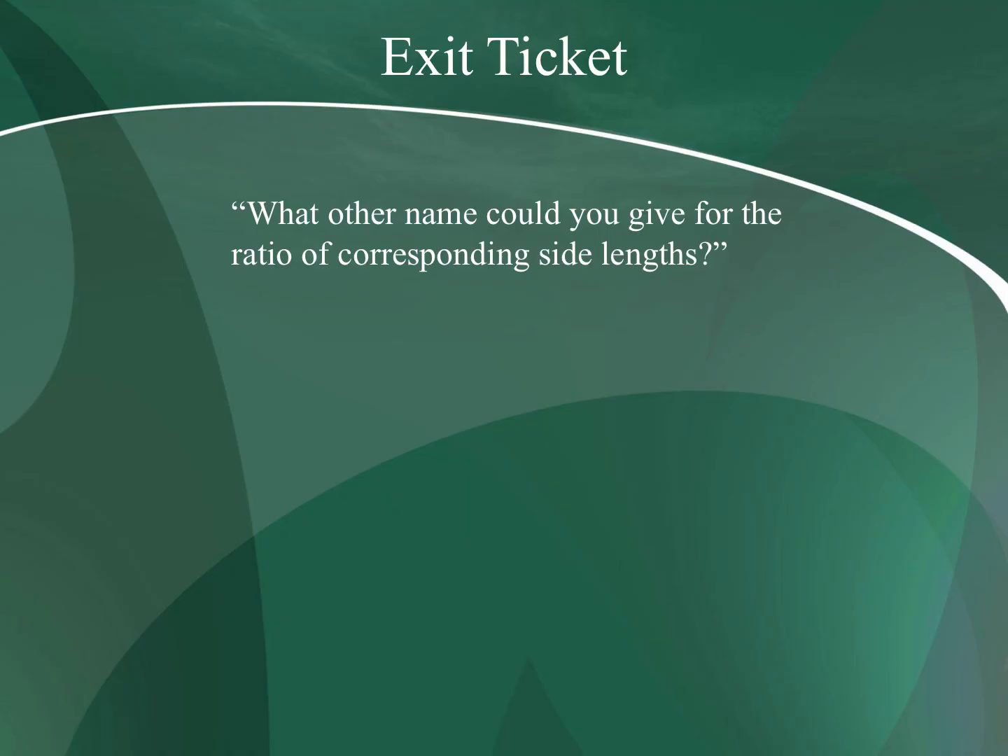All right, your exit ticket. What other name could you give for the ratio of corresponding side lengths? Scale factor is the answer. Write that down and then turn these in. What letter represents scale factor? Little k. Perfect. Turn these in, and then that's it.